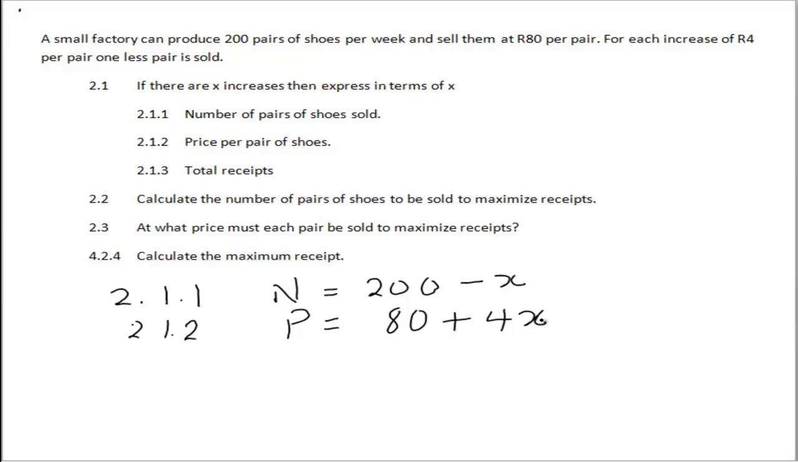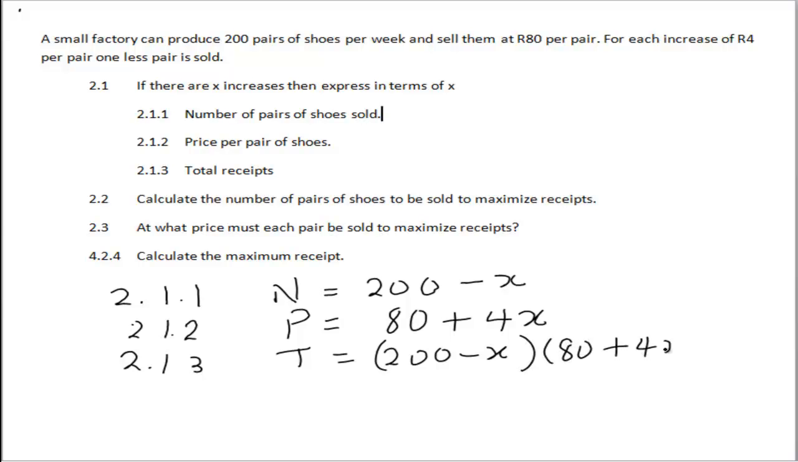And the third one is the total receipts. So the total receipts will obviously be the number of pairs times the price, which is 200 minus x times 80 plus 4x.